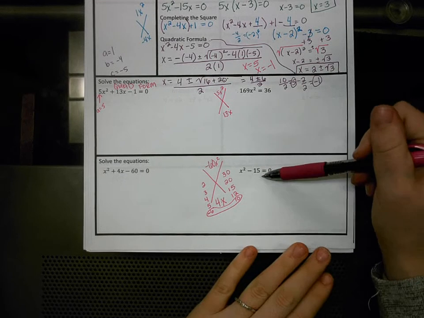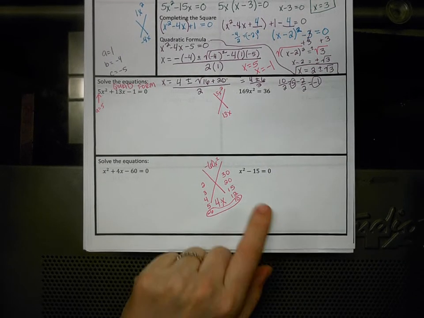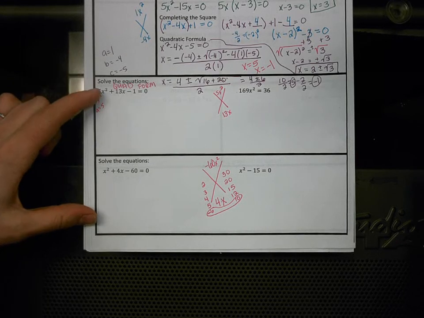And the last one I would also say you solve by square roots. Realize that that would give you an irrational number. You can't simplify the square root of 15, which you're going to end up getting at some point. So you would just leave it as a simplified radical. So go ahead and solve those 4 problems.